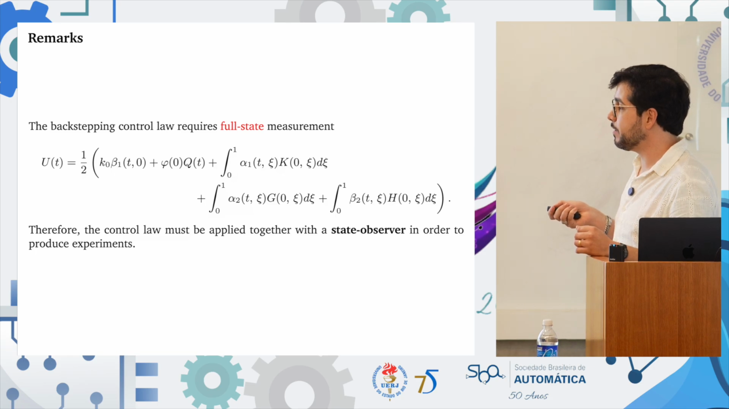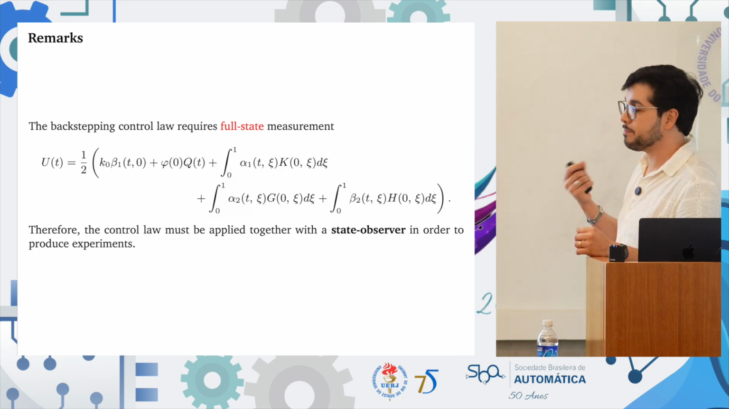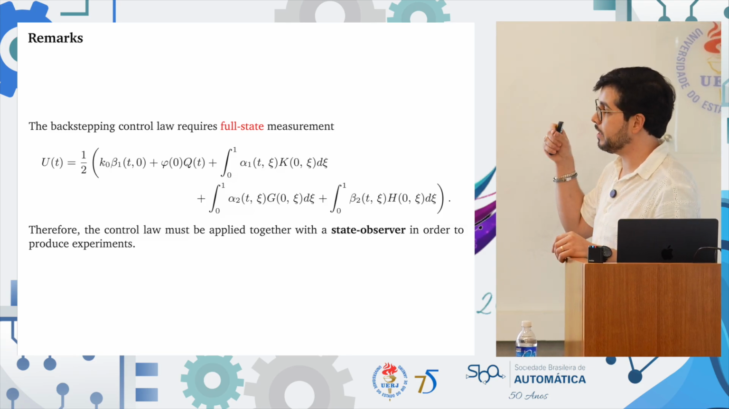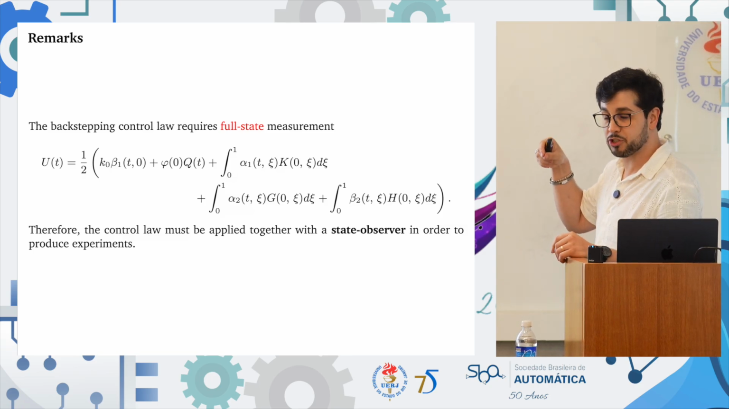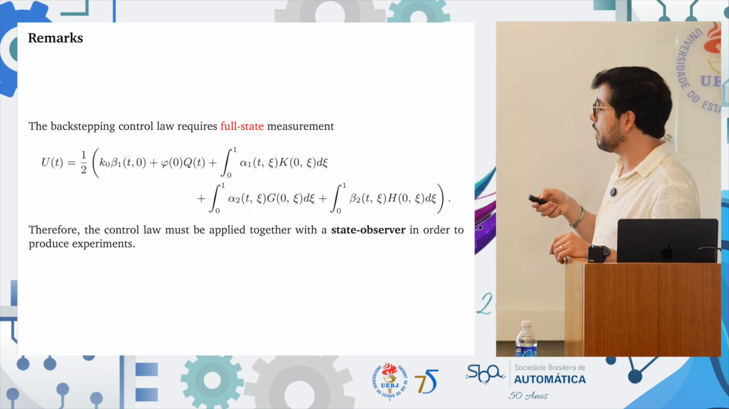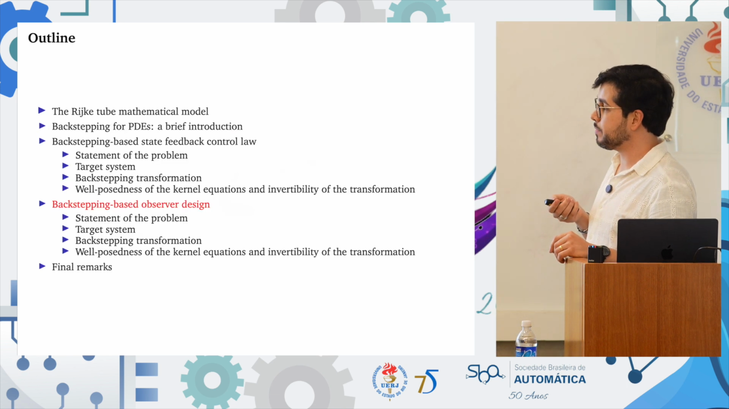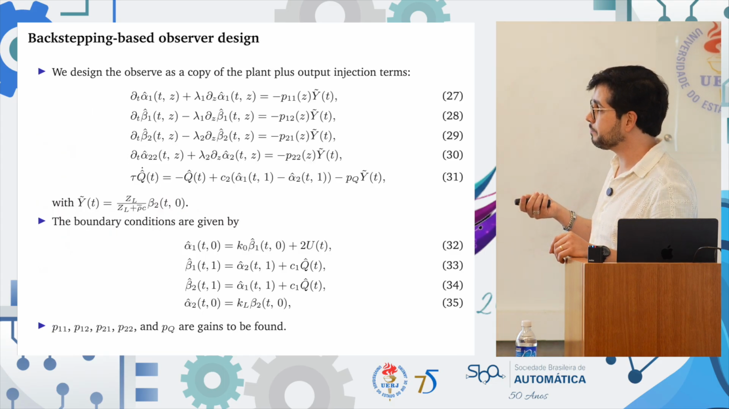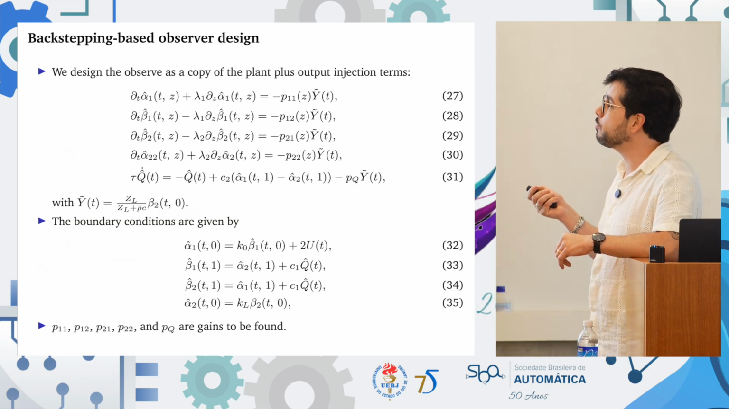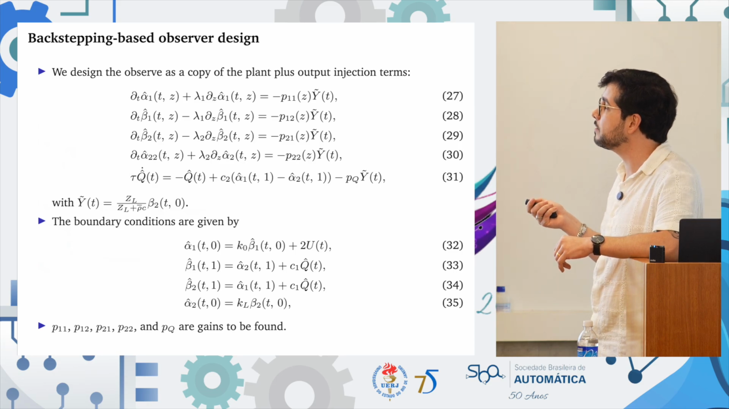But we can develop a state observer in order to estimate these states along the domain, based only on a pressure sensor installed at the boundary of the system. And this is our next step. So we also developed a backstepping state observer, which is basically a Luenberger observer. We have a copy of the system, and we add the output injection terms on the right-hand side.